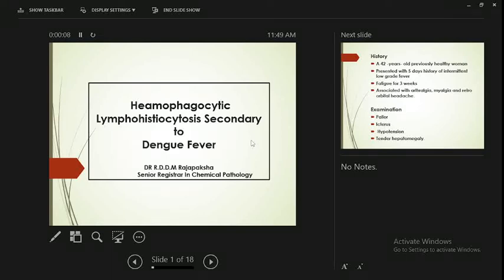Thank you, sir. Let's move on to today's last case discussion. Our patient is regarding hemophagocytic lymphohistiocytosis secondary to dengue fever.